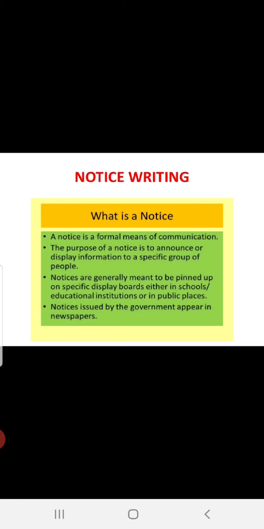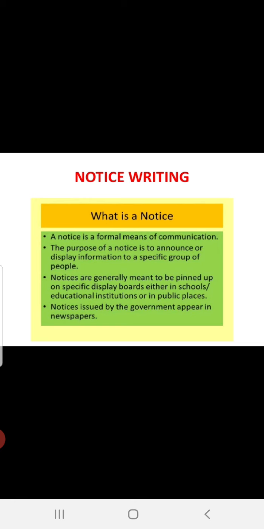On the ground floor, if you can think, you have found a big notice board where you find several things which are common for everyone. Children, notice writing is a formal means of communication. The purpose of a notice is to announce or display information to a specific group of people. It may be for a class or for the whole school. But it will be for our school purpose only if it is our school notice board. Notices are generally meant to be pinned up on specific display boards either in schools, educational institutions or in public places. Notices issued by the government appear in newspapers.